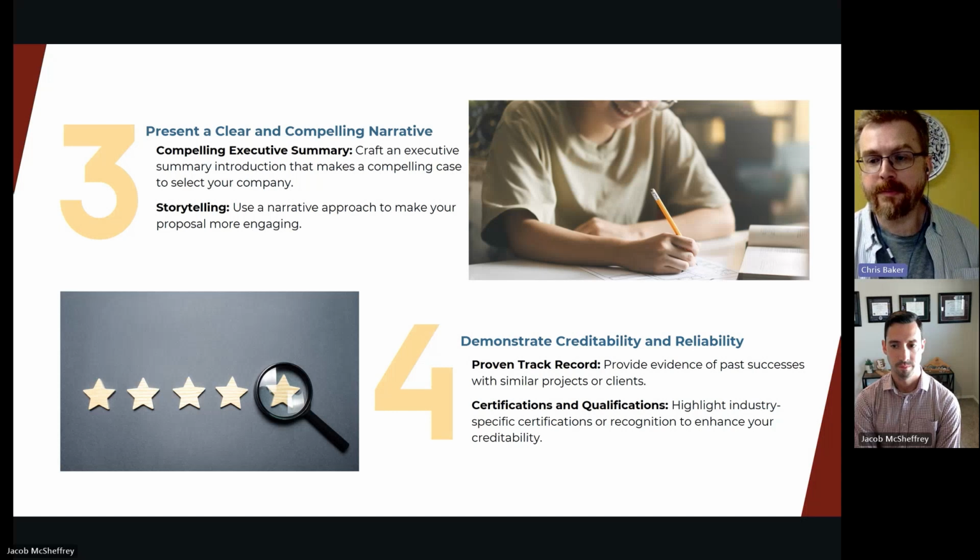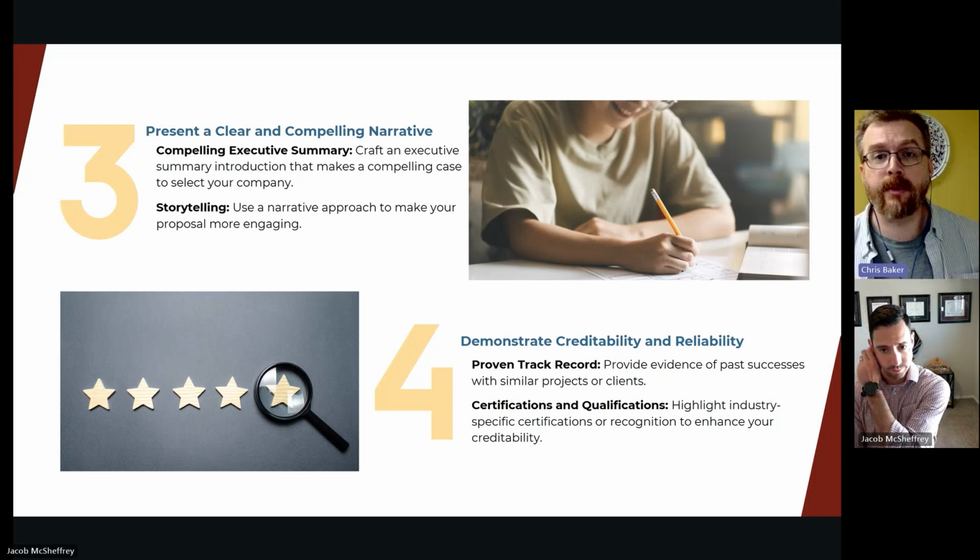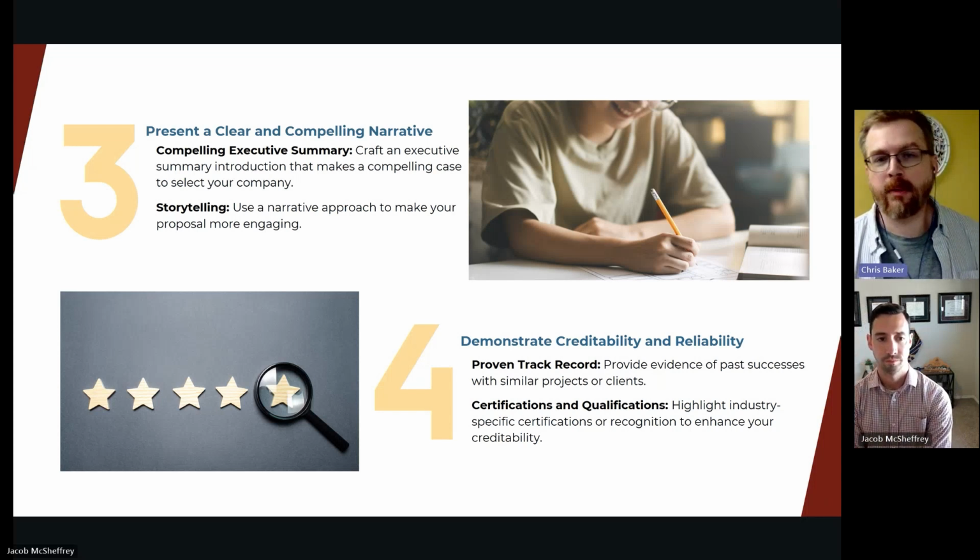Proven track record. So providing evidence of past successes with similar projects or clients. This can include testimonials, case studies, performance metrics that can help all substantiate your claims, right? And that ties in really well with what we talked about with your past performance and challenges that you overcame.